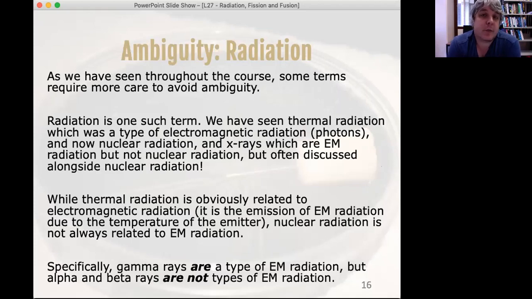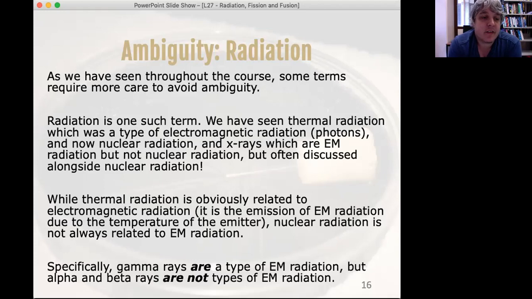As we've seen, some terms require more care to avoid ambiguity. Right? This isn't new for this radiation section. We've seen it right through the course. And radiation is another one of these terms. We've already talked about this just a couple of slides ago. We've met thermal radiation, that is electromagnetic radiation or light waves coming off things which have a lot of internal energy, a lot of temperature. We've also met nuclear radiation, which is the idea of alpha, beta, and now gamma particles being released by nuclear decay, by a nucleus which is changing fundamentally.